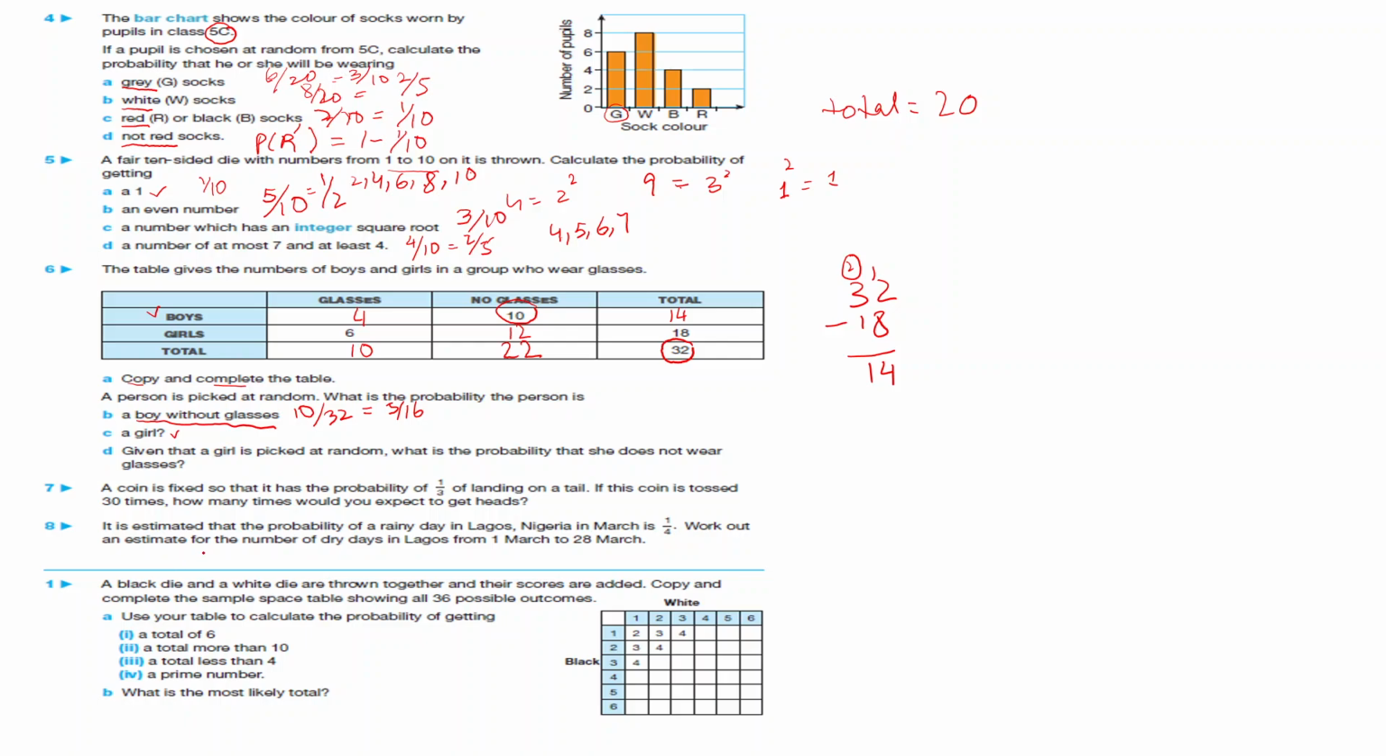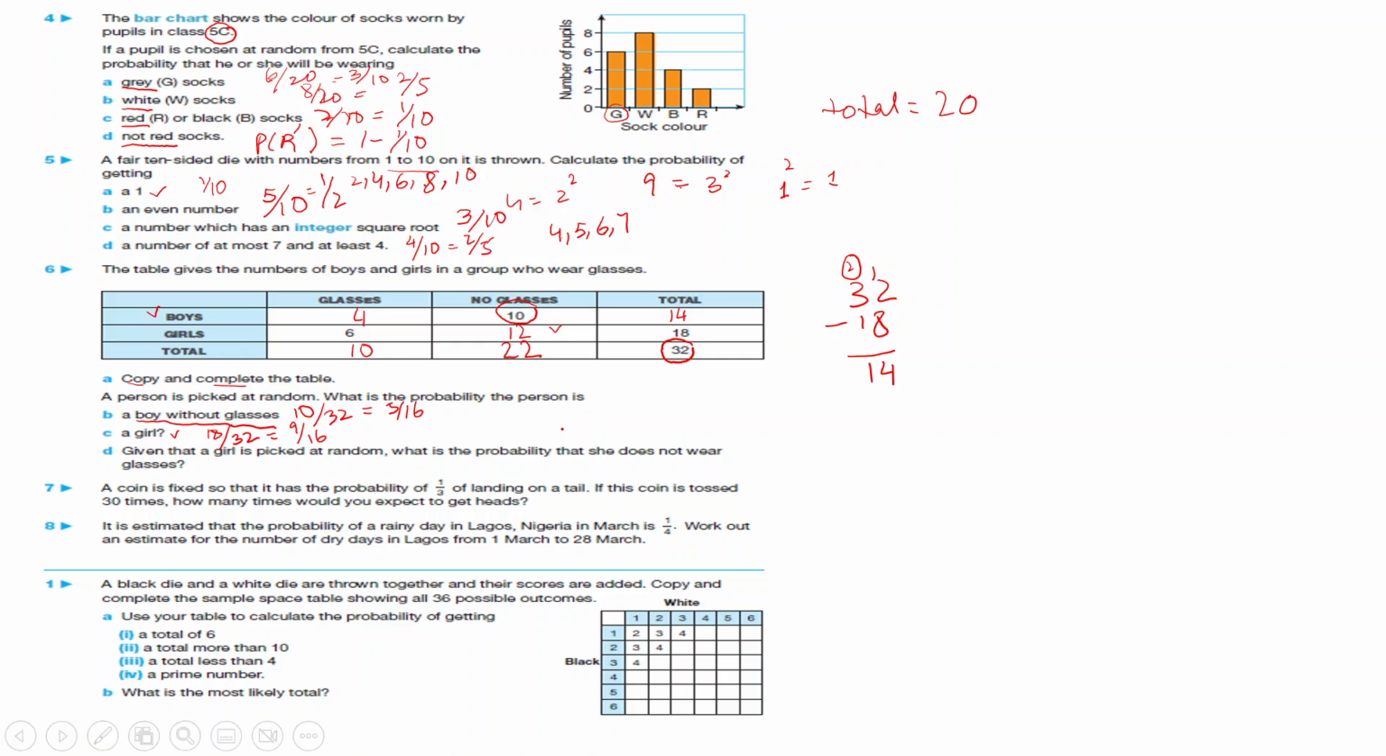A girl, right? So how many girls are there in total? 18 girls are there. So 18 over 32 should be the answer for this question. You can further simplify it: 2 nines are 18, 2 sixteens are 32. And given that a girl is picked at random, what is the probability that she does not wear glasses? So the number of girls not wearing glasses is 12, right?